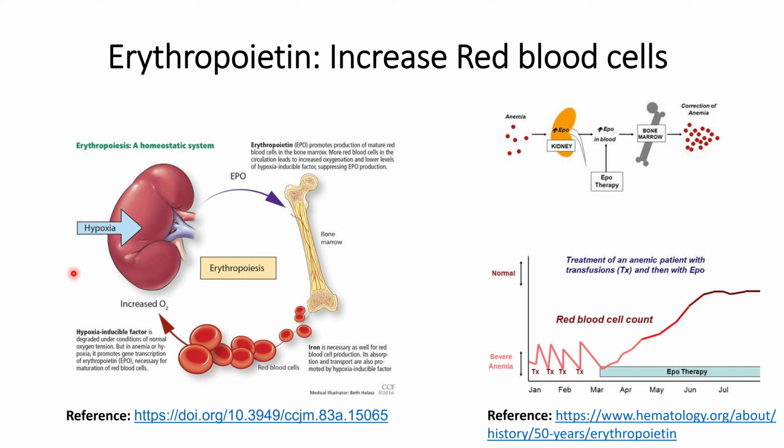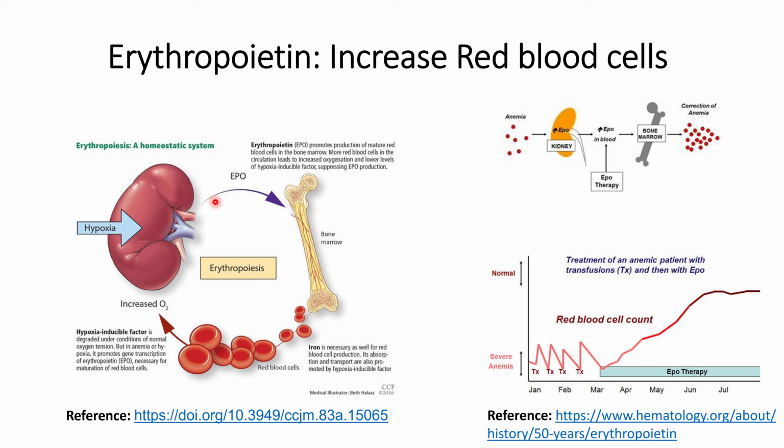So whenever the body observes a hypoxia condition, and we have discussed hypoxia and hypoxemia in one of our previous videos, in which hypoxia means there is less oxygen in the tissue, whereas hypoxemia means there is less oxygen in the blood. So whenever the hypoxia condition arrives, the oxygen level is low within the tissue. So the body needs to activate in a way that the oxygen content will be increased within the tissue.